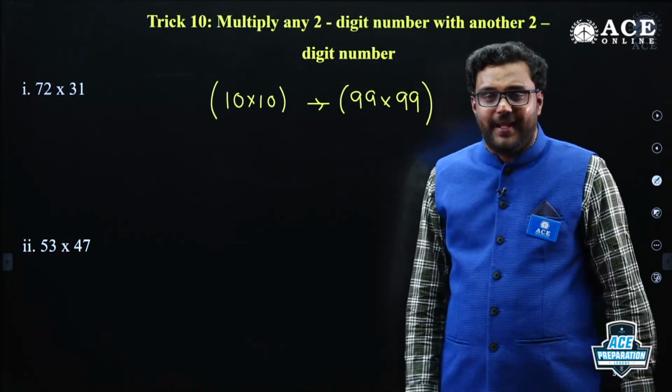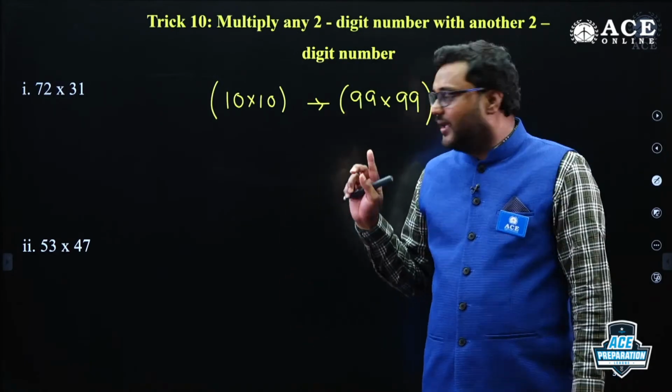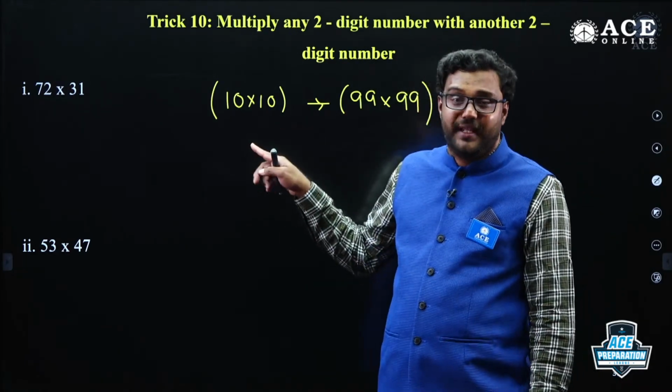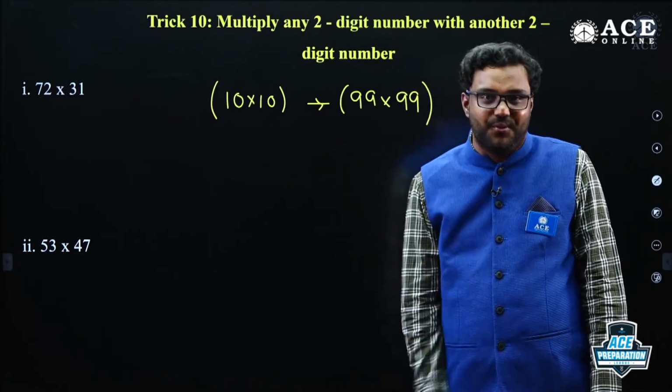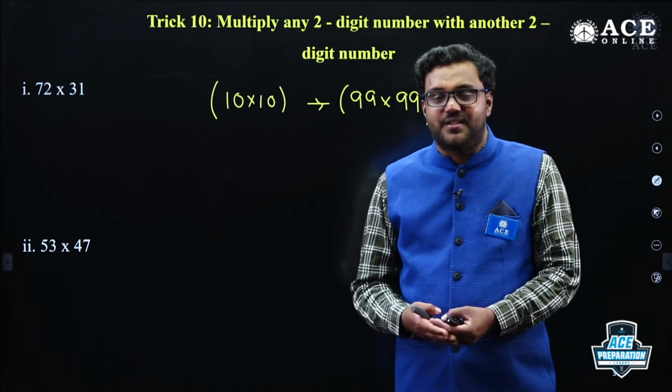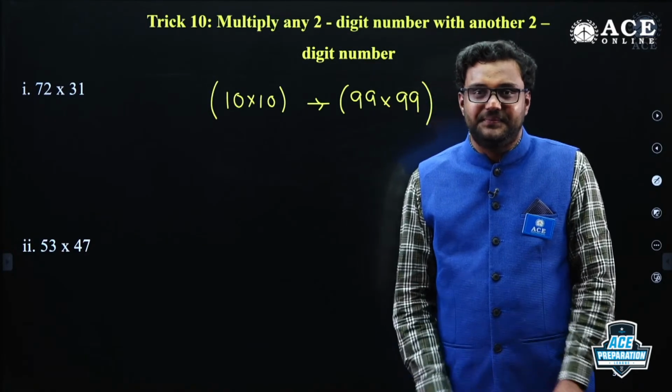We'll take a short break now. After that we'll discuss trick 10 and 11. This is any two-digit number with any two-digit number. Next, any three-digit number with any three-digit number, how to do it. After that, if time permits, we'll see square root and cube root tricks.